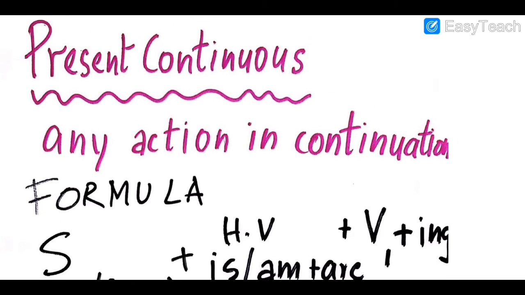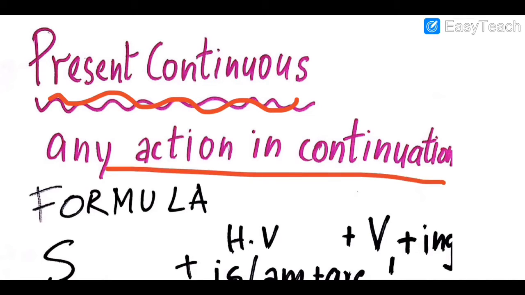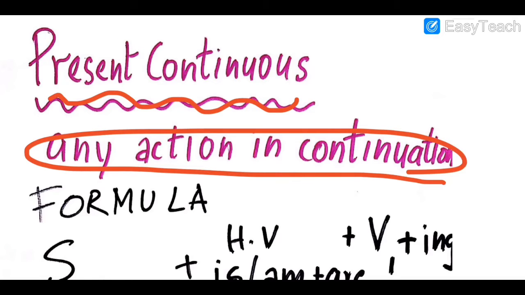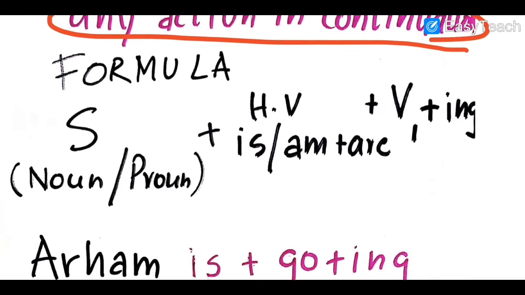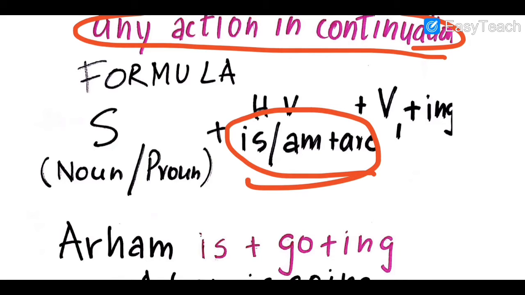Now let's come to the second one, present continuous. Continuous means it is continuing. Any action which is done in continuation. What is the formula? Same thing. Subject, then you will use your helping verbs is, am and are, and you will use the first form of the verb plus ing. So how will it go?